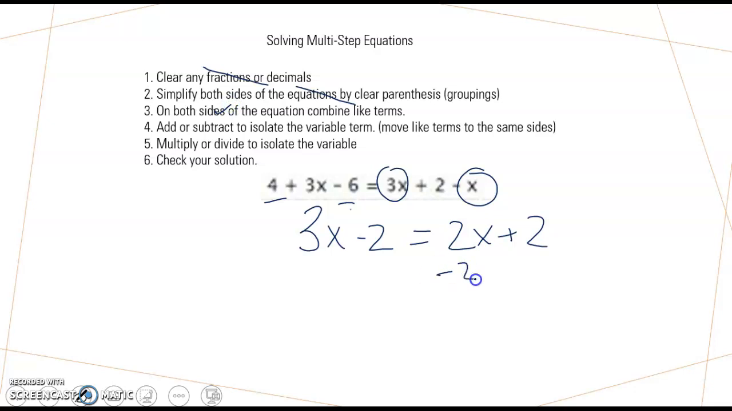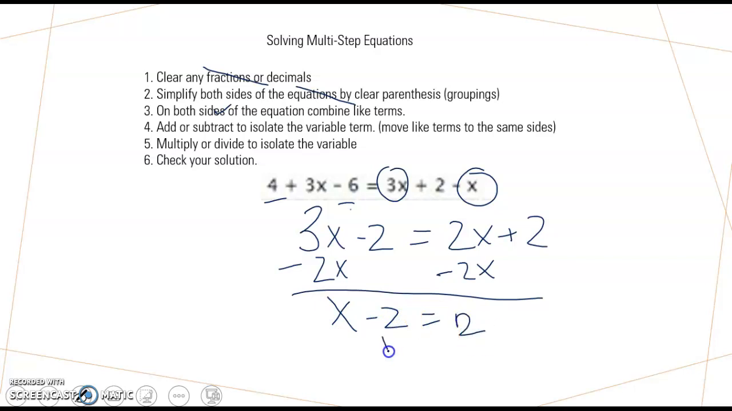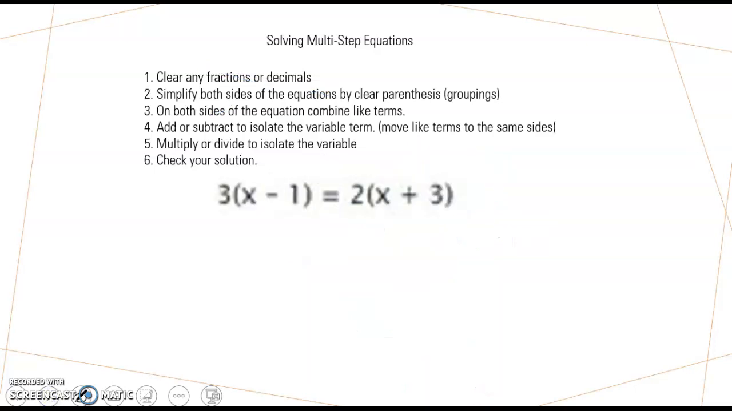I always move my x's to the left, so when I read it, I can read my answer. I'll have x minus 2 equals 2, and I move my constants to the right. And then if I had a number in front, I would have to solve. You can always check your answer by plugging it back in, substituting it in for x to see if you got it right. So if there are no fractions or decimals, you distribute.